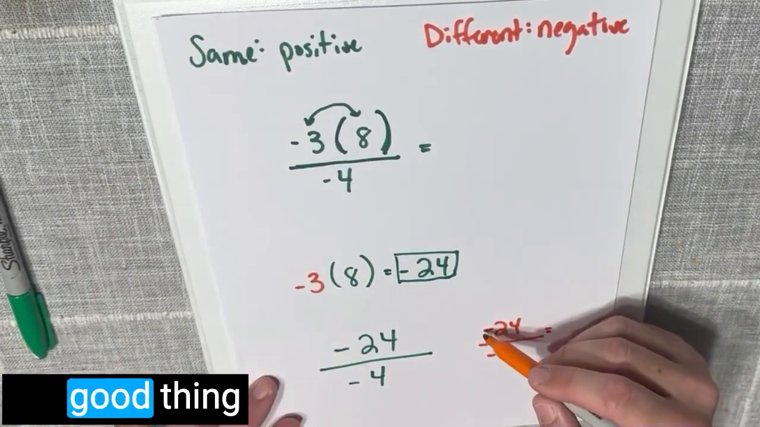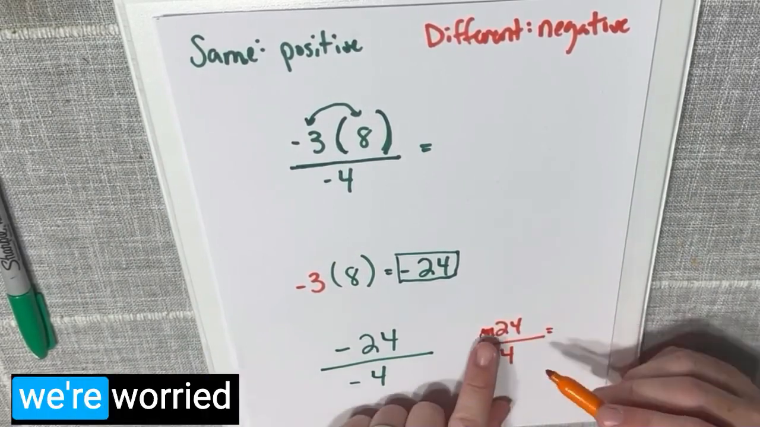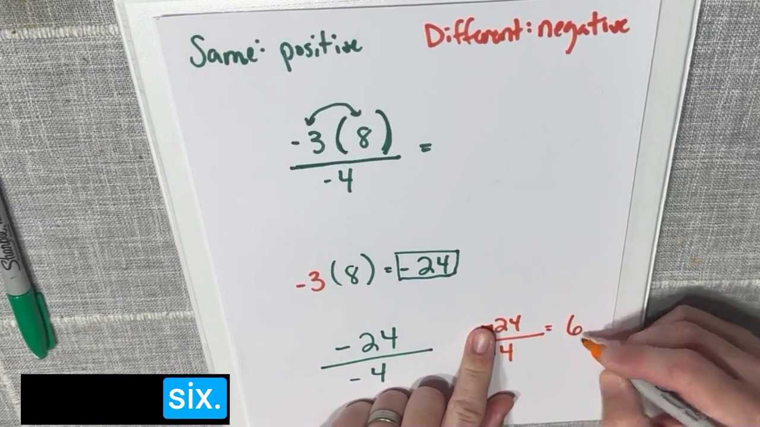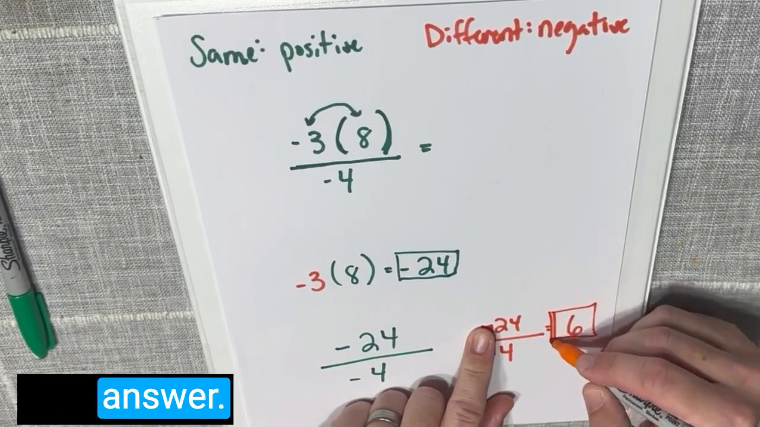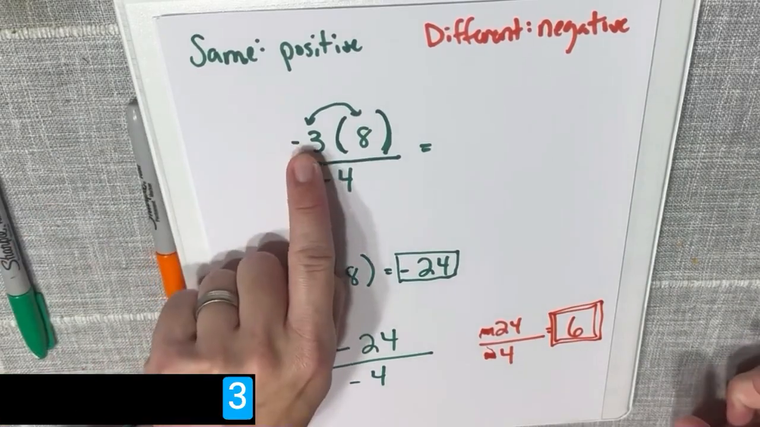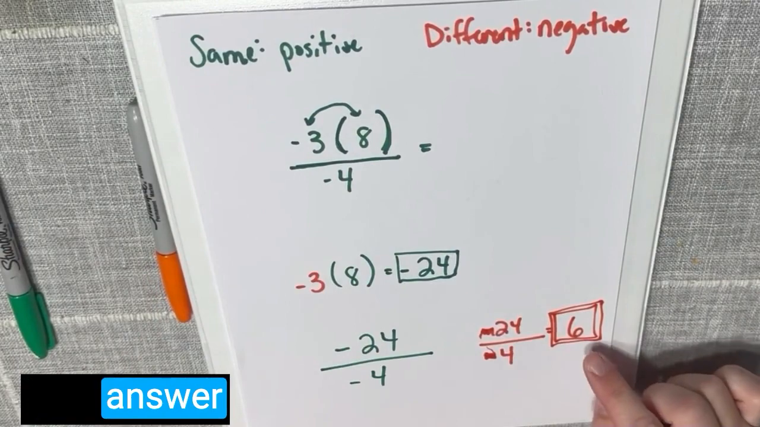So basically the good thing here is the negative signs just cancel each other out. And so then all we're worried about is just these two numbers. 24 divided by 4 is 6. And that is the final answer. I'm going to double box it because that's the final answer. So a negative 3 times a positive 8 divided by a negative 4, the final answer is a positive 6.